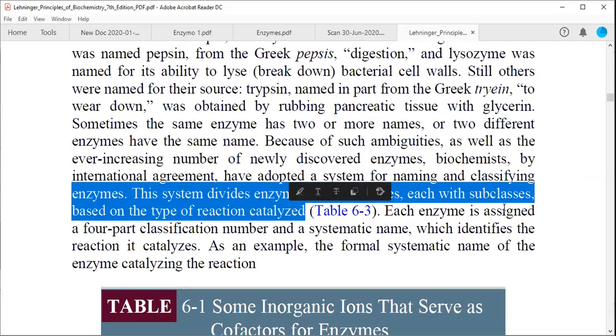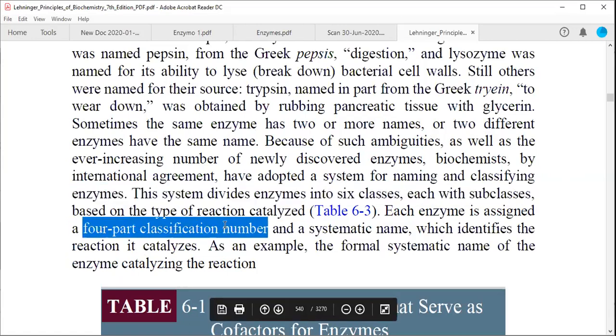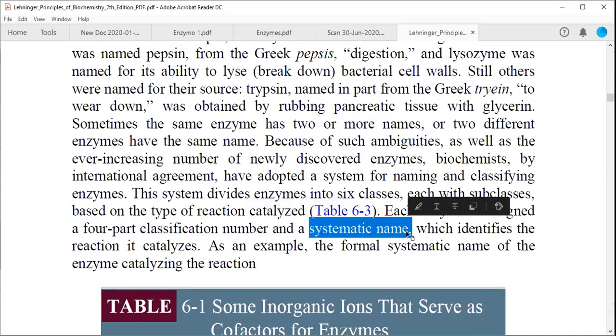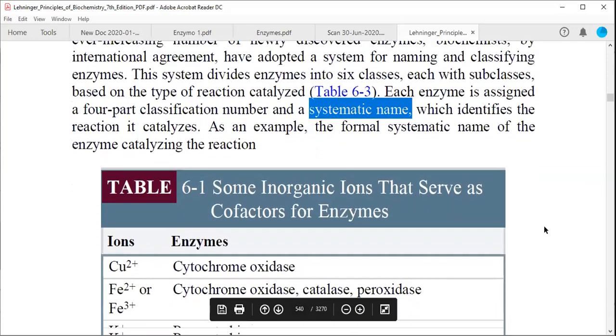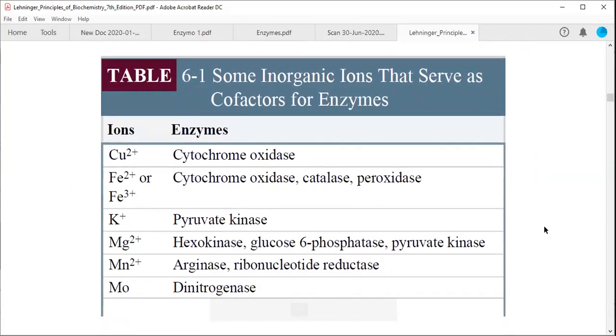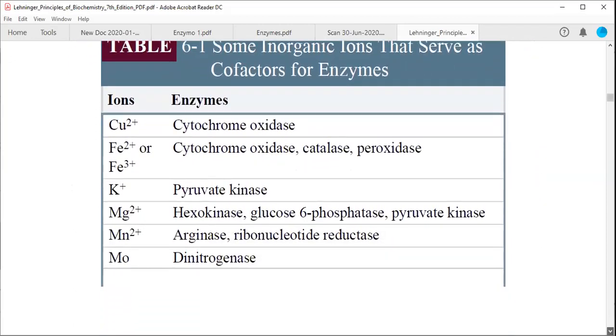Each enzyme is assigned a 4-part classification name and a systematic name, actually, which identifies the reaction it catalyzes. As an example, we will discuss 2.7.1.1.